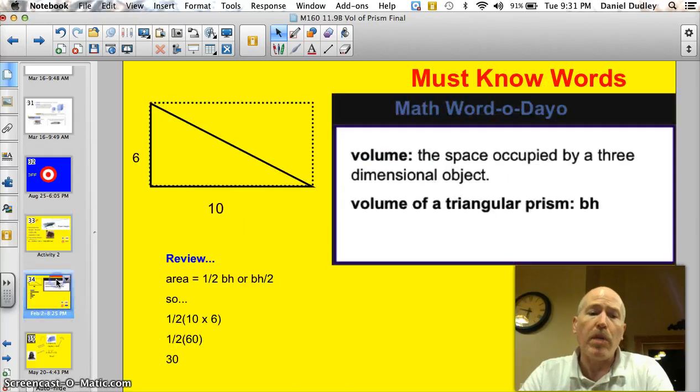All right, let's get to our must-know words for tonight. First of all, we have volume. That's the space occupied by a three-dimensional object. And then we have volume of a triangular prism. That's just base times height.